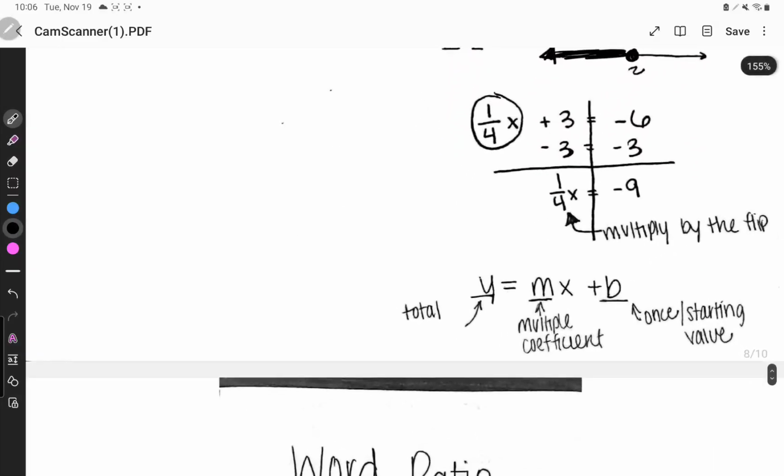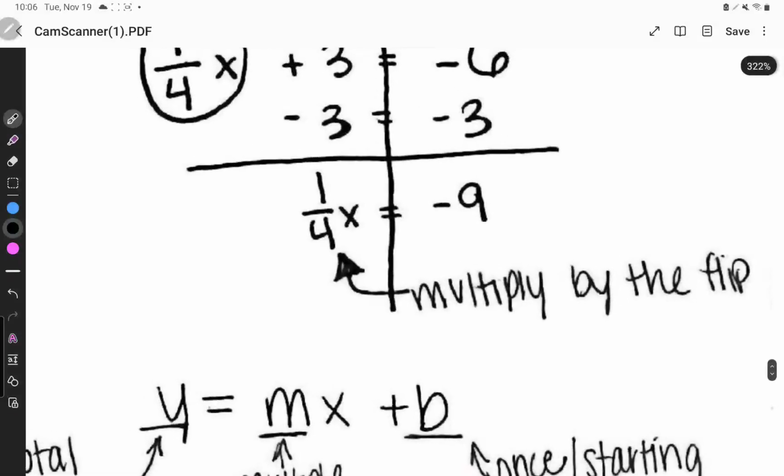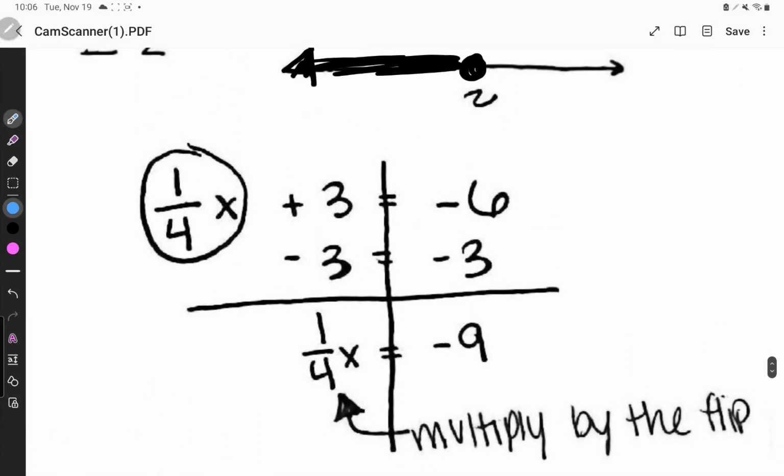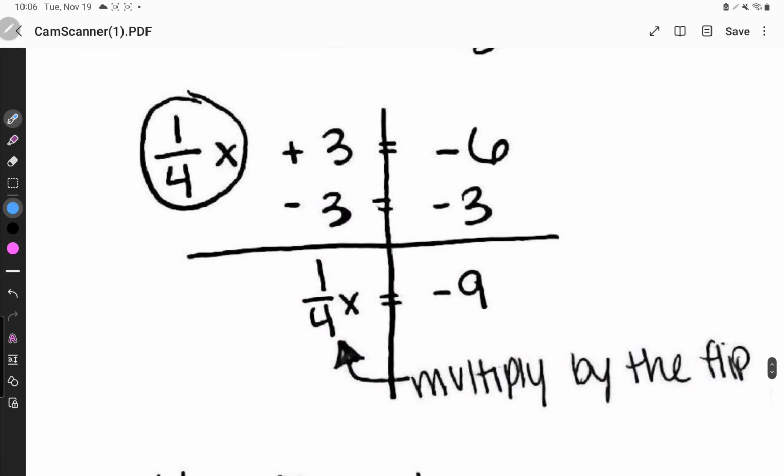And then this last thing that we're talking about is if your coefficient has a fraction. If your coefficient has a fraction, what you need to do is multiply by the flip. So I do all of my steps like I normally do. I drew the line through the equal sign, I did the shield, and then I subtracted 3 from both sides. And I ended up with 1/4 x is equal to -9.